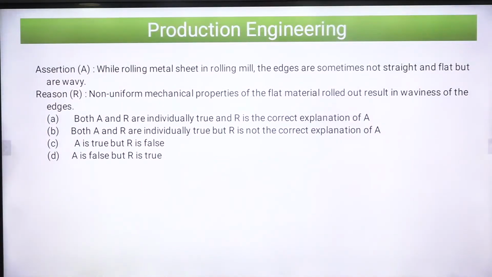Just go through it. So here we have a metal sheet being rolled in a rolling mill. Sometimes the edges are not straight and flat, but are wavy edges, we can say. The reason he has given is that non-uniform mechanical properties of the flat material rolled out result in waviness of the edges.